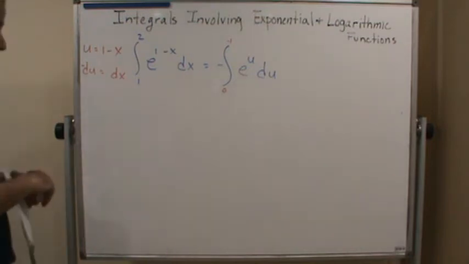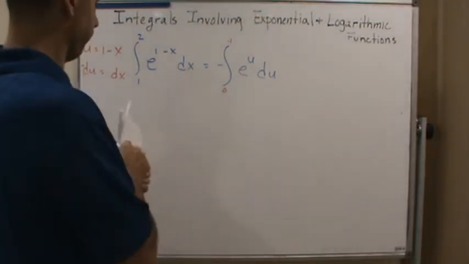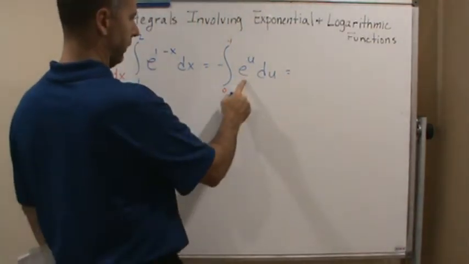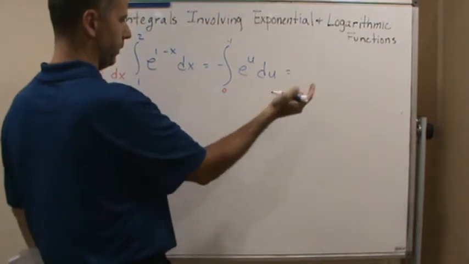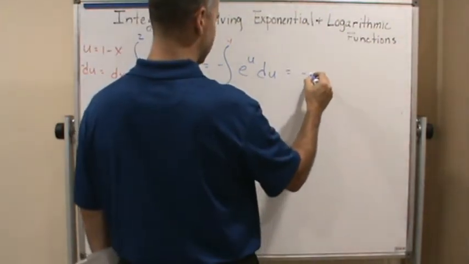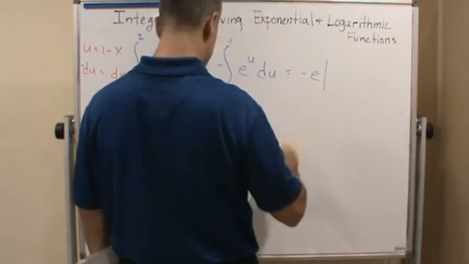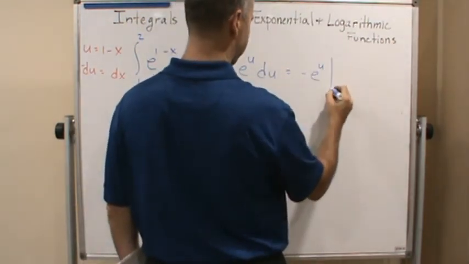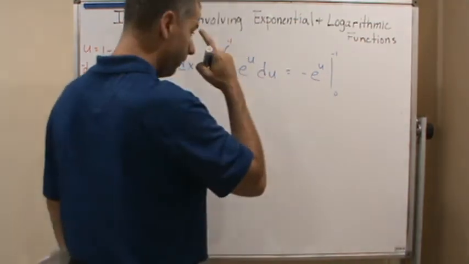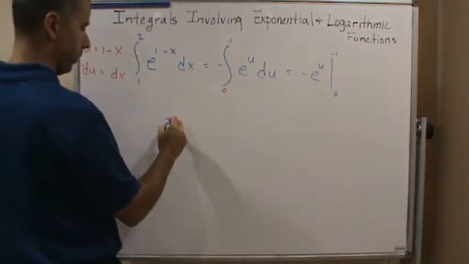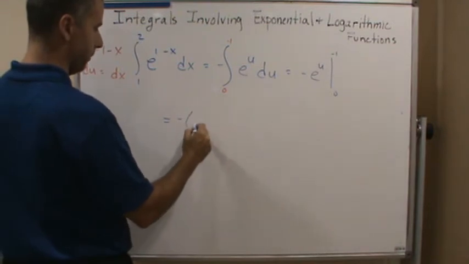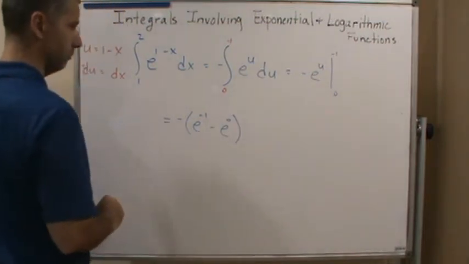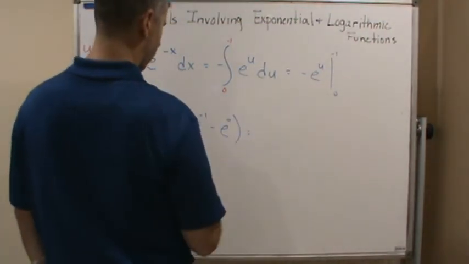Okay, so let's do it. So integrate. The integral of e to the u is e to the u, right, the antiderivative. So we're going to get e to the u evaluated from 0 to negative 1. And so, of course, what do we get? We get negative e to the negative 1 minus e to the 0, which gives us what?